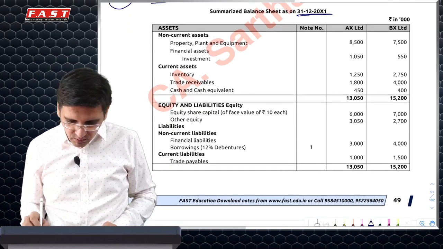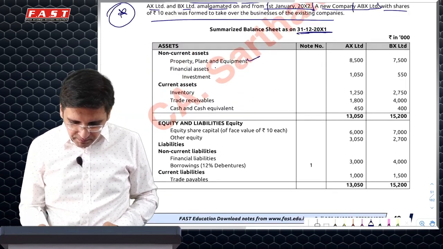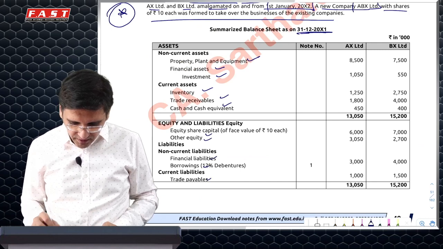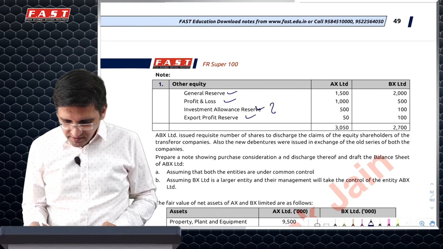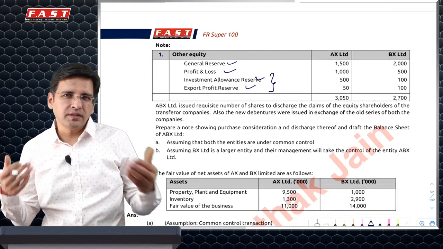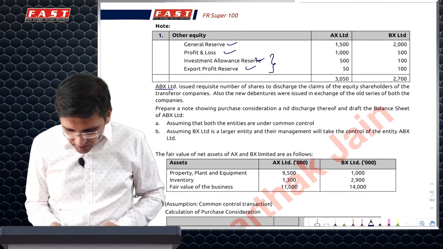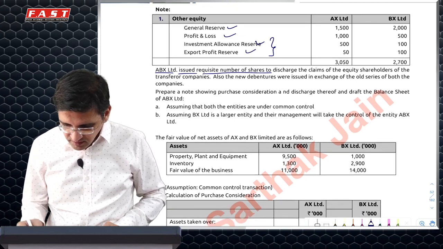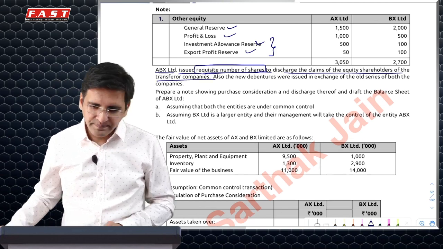So this is not a concept revision class, but let's see what has happened. AX, BX are two companies. These are all the assets and liabilities which are given. Very quickly, we'll read through PP, investment, inventory, trade receivable, cash and bank, equity, other equity, financial liability, borrowing, trade payables. Other equity, they have these kind of reserves. Earlier, these used to create an amalgamation adjustment account for statutory reserves. Nothing like that happens in NDAS. ABX acquires requisite shares, so NDAS does not prohibit that, but nothing is specifically mentioned. ABX issued requisite number of shares to discharge the claim of equity shareholders of the transferor company.